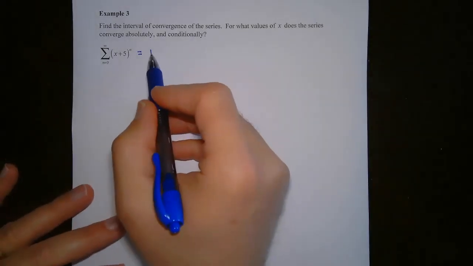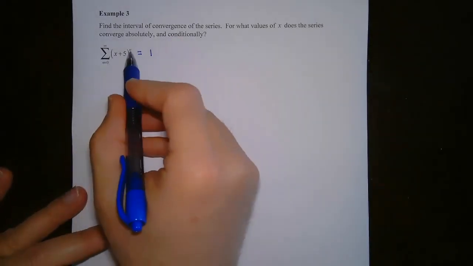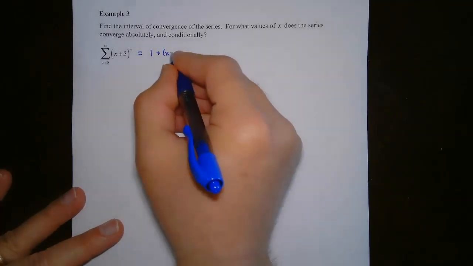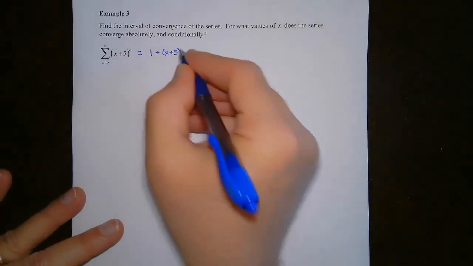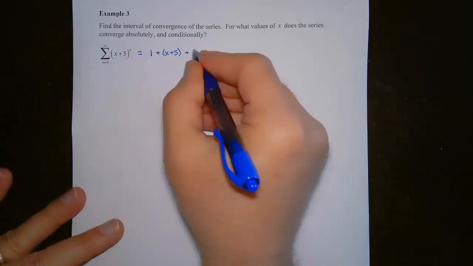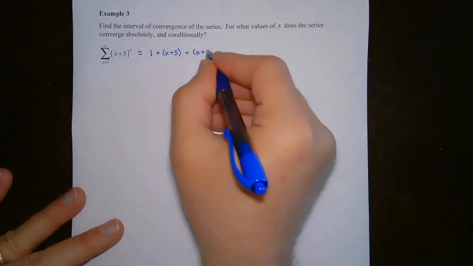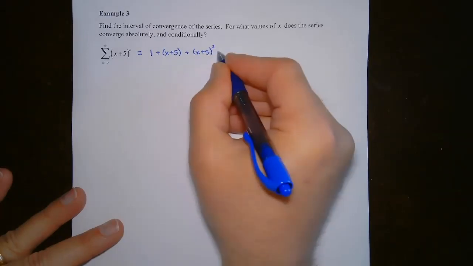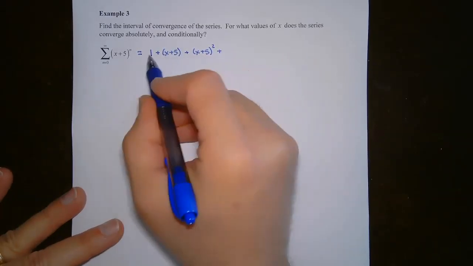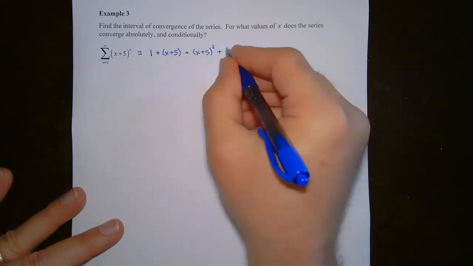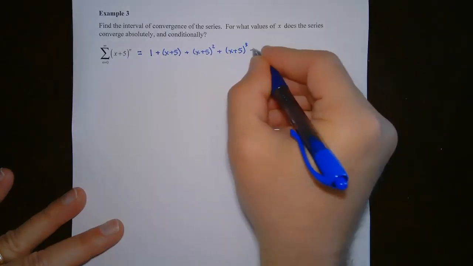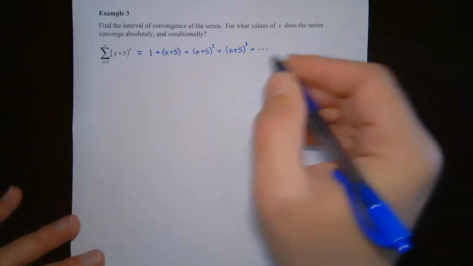So this would be 1, and then we're gonna put 1 in, so that'd be plus x plus 5, and then we're gonna put 2 in, and that'd be plus x plus 5 squared, and then plus, and then we're going to put 3 in, 0, 1, 2, and then 3, and that'd be x plus 5 cubed, plus dot, dot, dot. We're just going to continue this.